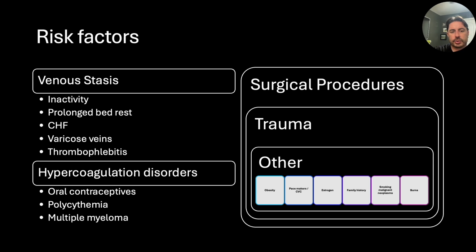And then when we look at others, we're talking about patients that are obese, patients that have a pacemaker or indwelling catheter or venous catheter, pregnancy or during childbirth, supplemental estrogen, like with our oral contraceptives that we talked about before, smoking, burns, and even a family history. So when there's a family history for a condition, most likely that has a potential to pass down.